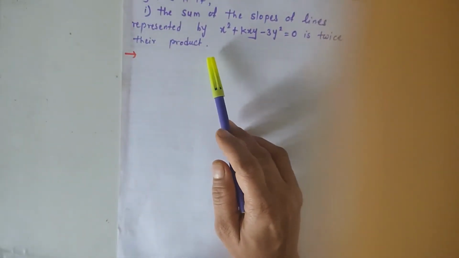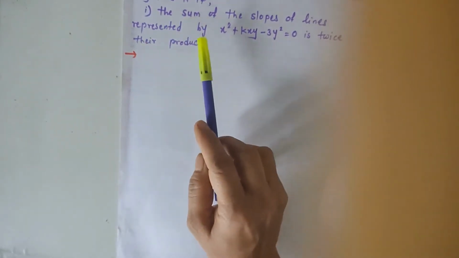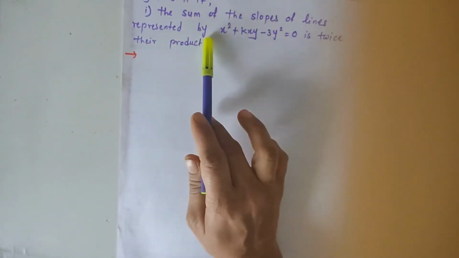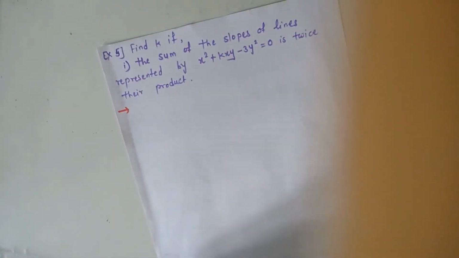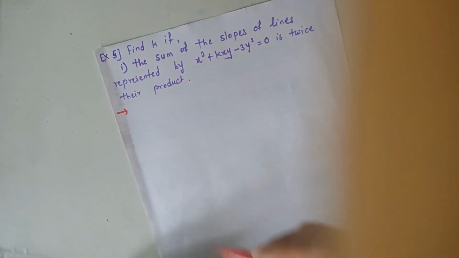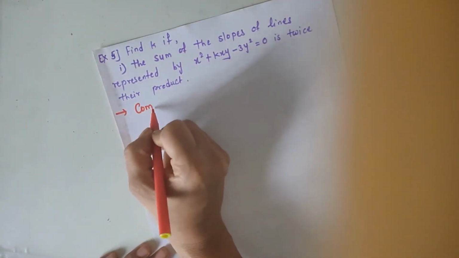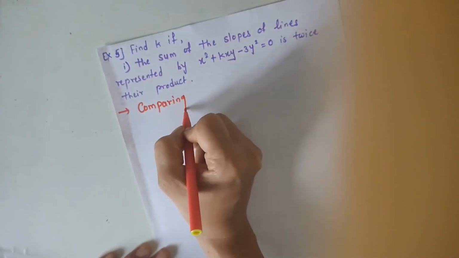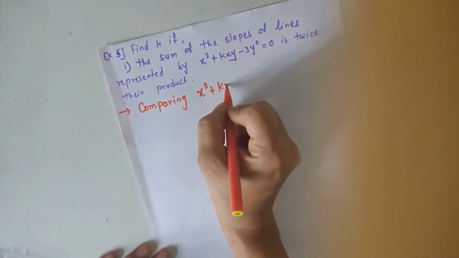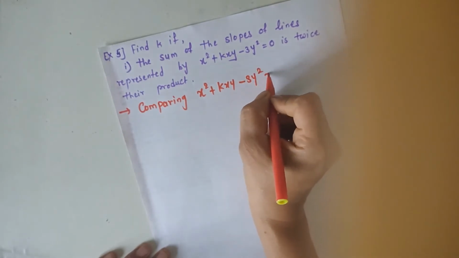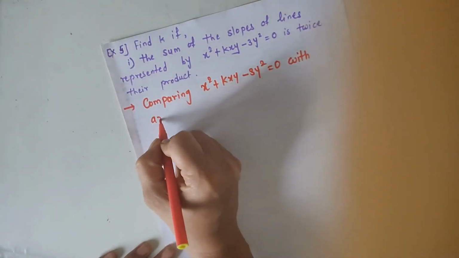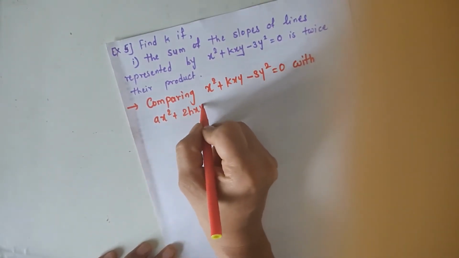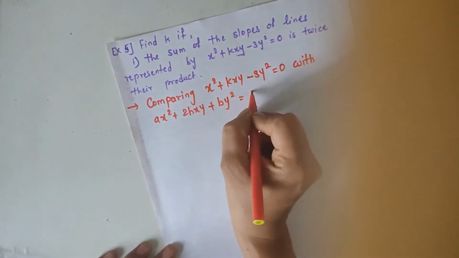In this example, we have to find the value of k if the condition is the sum of slopes of lines is twice their product. We know the homogeneous equation of degree 2. So first, comparing the given equation x square plus kxy minus 3y square is equal to 0 with homogeneous equation of degree 2, that is ax square plus 2hxy plus by square is equal to 0.